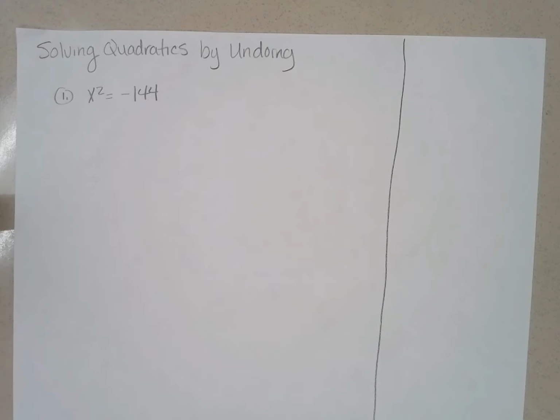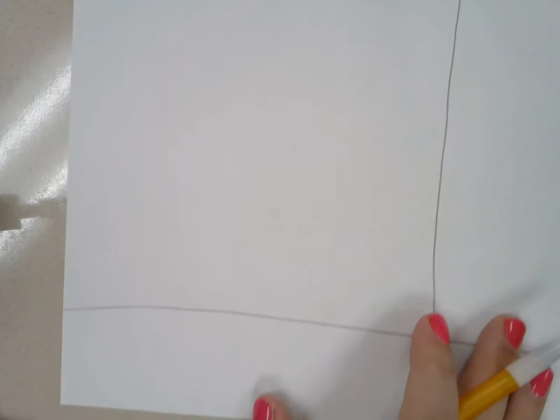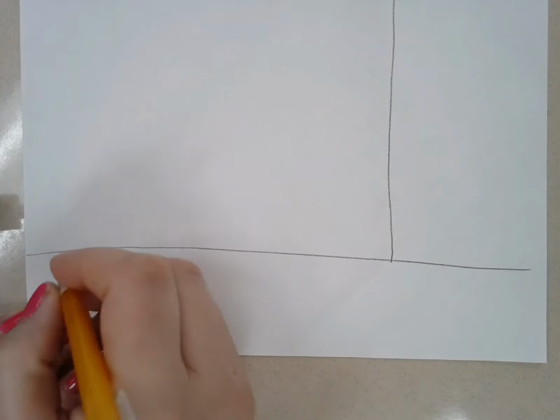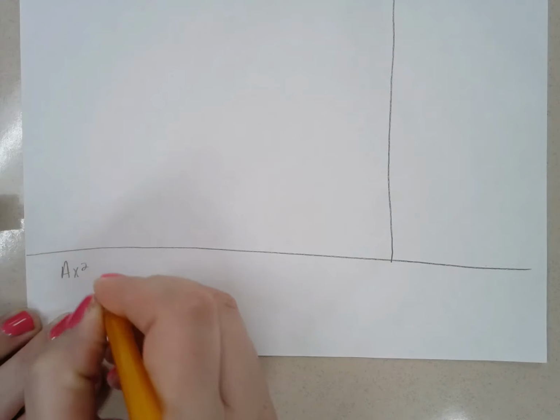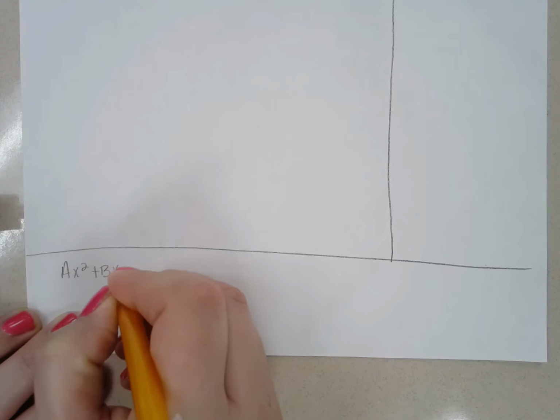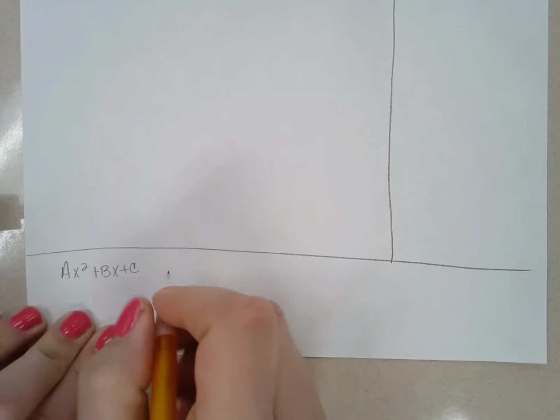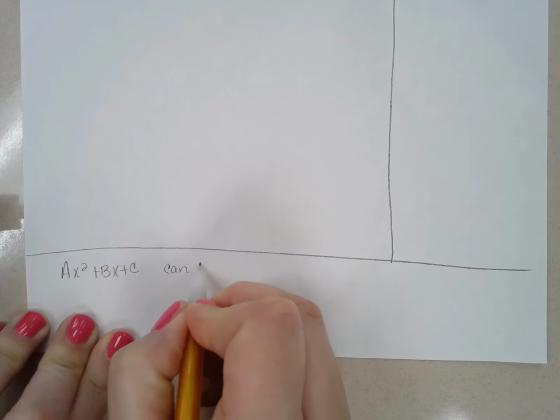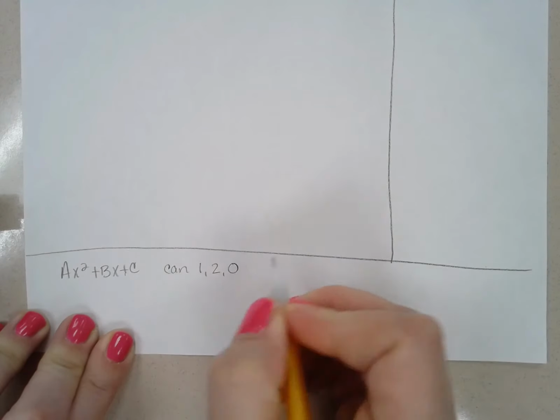This lesson is about solving quadratics by undoing. Before we actually talk about how we are going to solve quadratics by undoing, I want to take a second and talk about what it means to solve a quadratic and what it is that you're looking for when you solve a quadratic. So remember, quadratics look like this. They say ax squared plus bx plus c. And when we solve a quadratic, they can have one, two, or no answers at all.